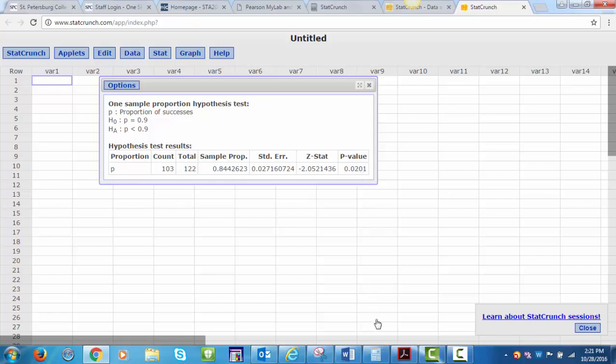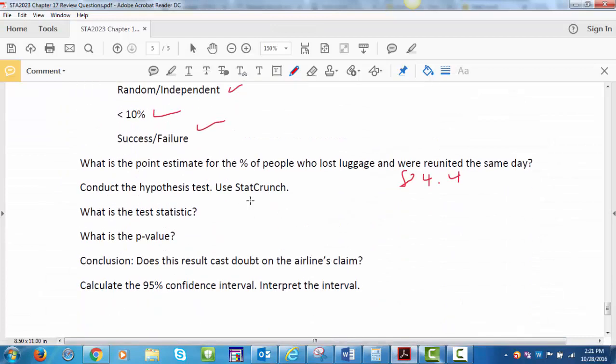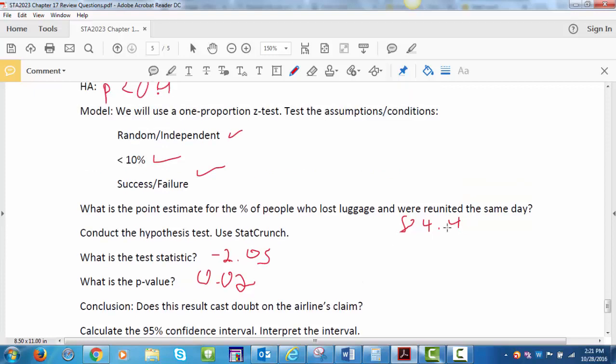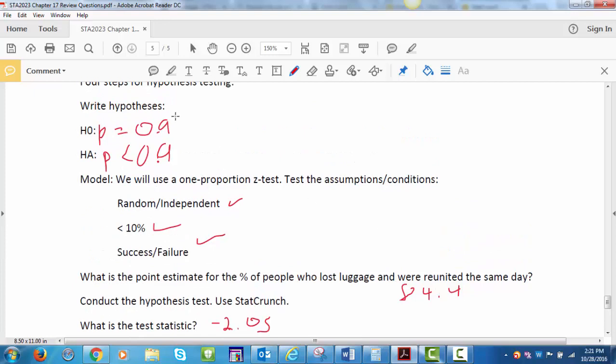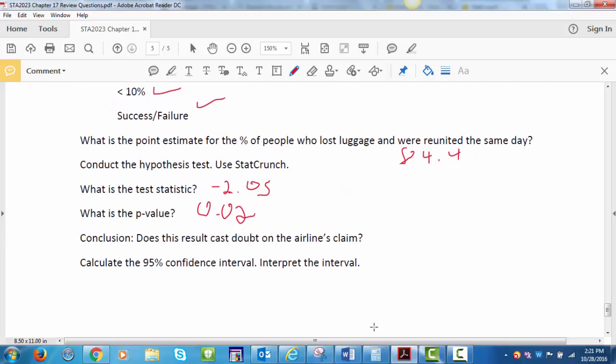So it's pretty small. My test statistic was negative 2.05, and the p-value was 0.02. So does this result cast doubt on the airline's claim? I would say yeah, because there's only a 2% chance of getting what we got, 84.4% reunited within a day, if in fact the true proportion that are reunited is 90%. And then we can go ahead and do the confidence interval.